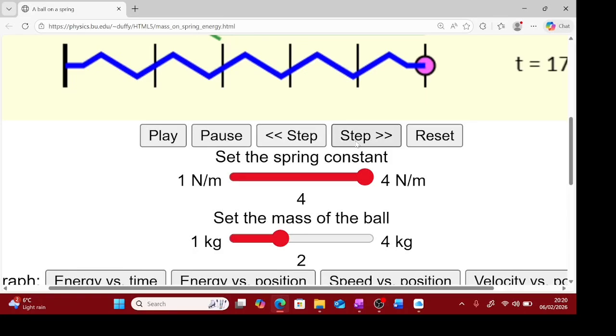At this point we're still holding the pink ball to stop it moving. But now imagine we're going to let it go and let it move naturally. Hopefully you can imagine what will happen then. If I play it, this is what it's going to look like once we let go of the ball.